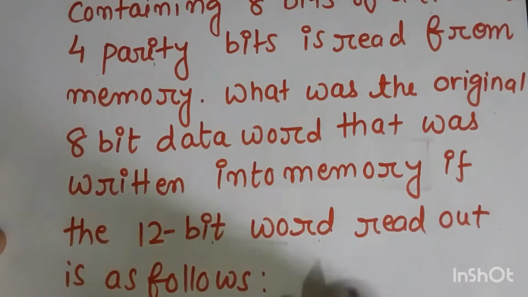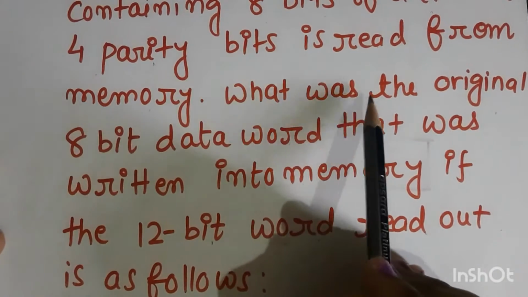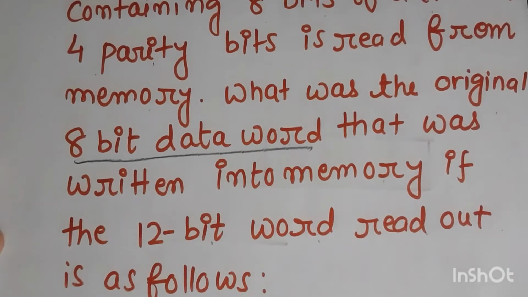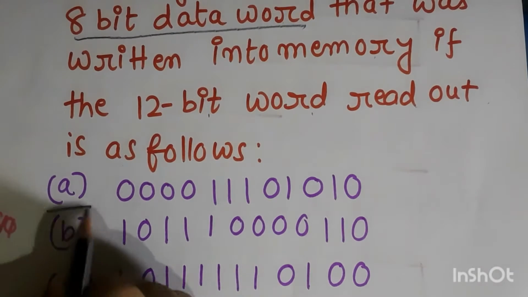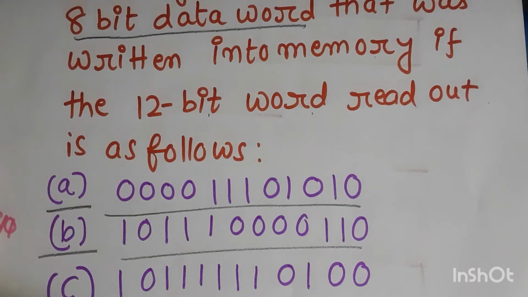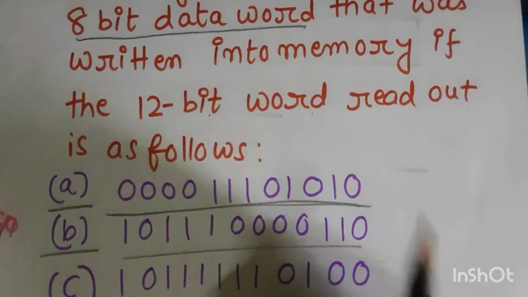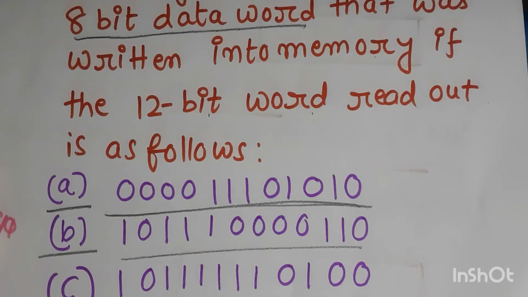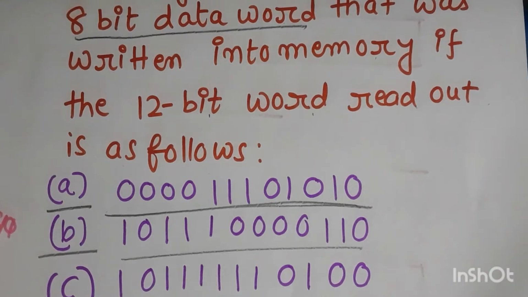So what was the original? We have to find the original 8-bit data word, without the Hamming code, that is without the parity bits, which was written into the memory. We are given 3 cases with the data that has been read from the memory. From the read data, we have to find the original data that was written into the memory. So this is the problem we have.